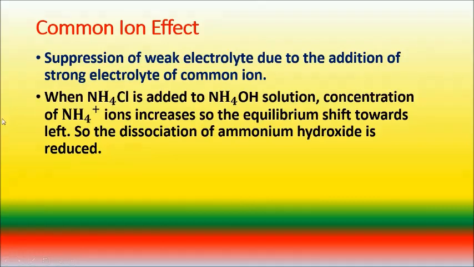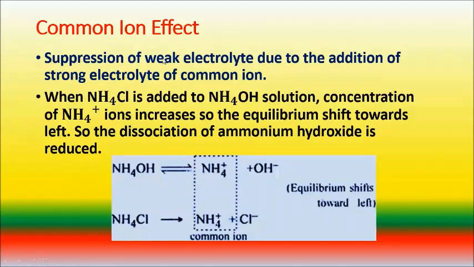The concentration of NH4+ ion increases, so the equilibrium shifts towards the left. So the dissociation of ammonium hydroxide is reduced. How we can explain the common ion effect is, we have the ammonium hydroxide, and when it dissociates, the equation in equilibrium can be written as NH4+ and OH-. When you add to this the ammonium chloride, what are the ions present? NH4+ and Cl-.